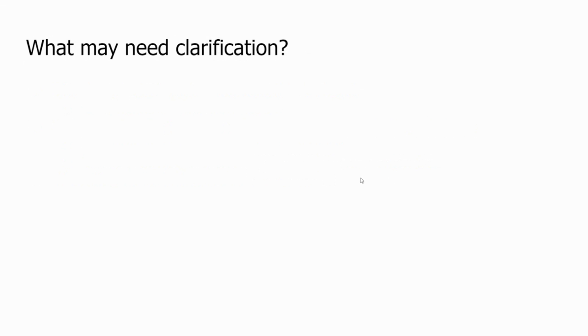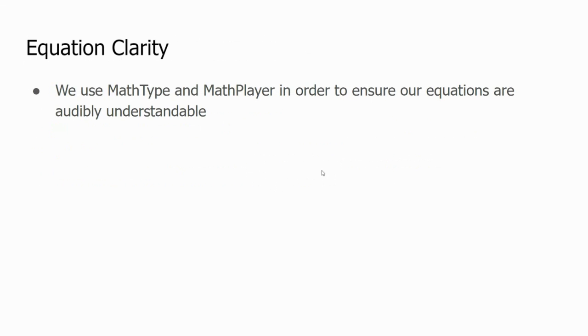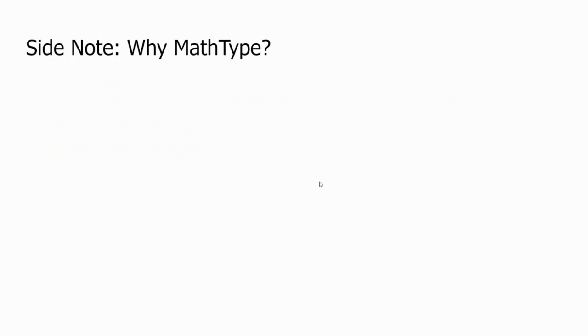What may need clarification? Equations, images, descriptors of objects, which is a bit vague, but I'll show you what I mean, in tables, and fill the blanks. Equation clarity. We use MathType and MathPlayer to ensure equations are audibly understandable. However, MathPlayer is not omniscient, so you may make sure what is played is what you want, meaning you need to listen to it. If you're using a certain tool in MathPlayer for the first time, you need to listen to it. We'll get in more detail right now.